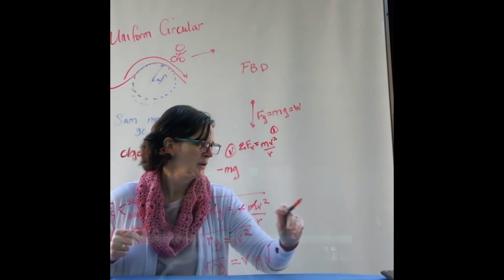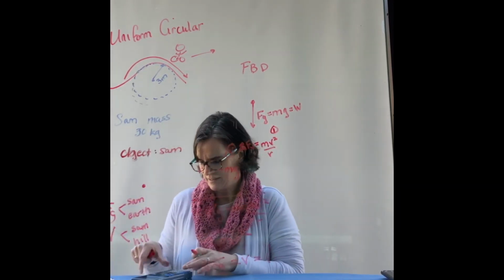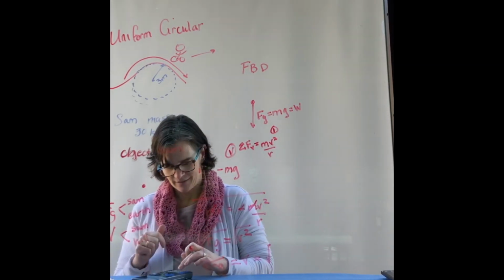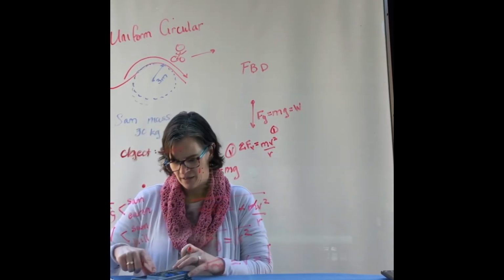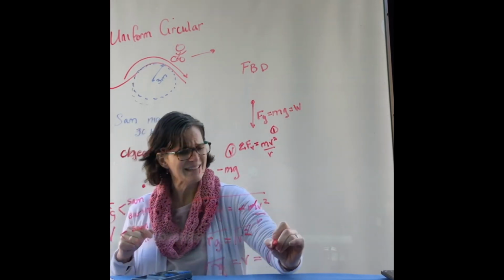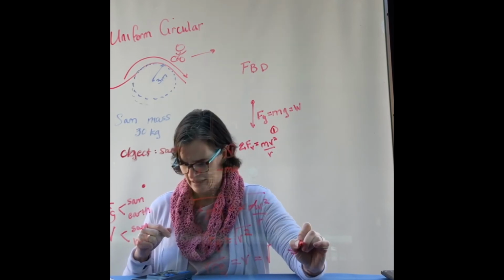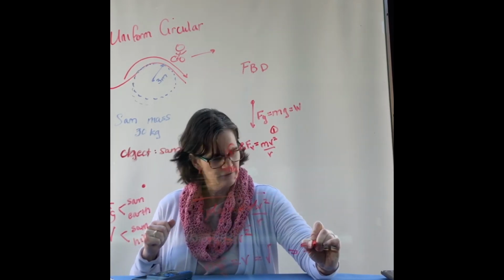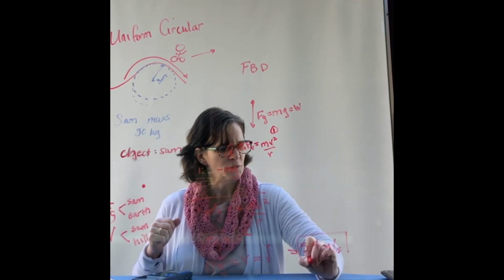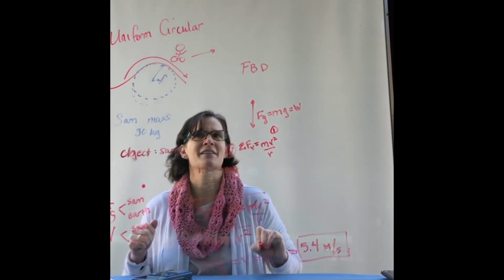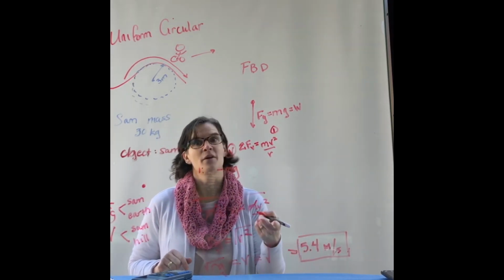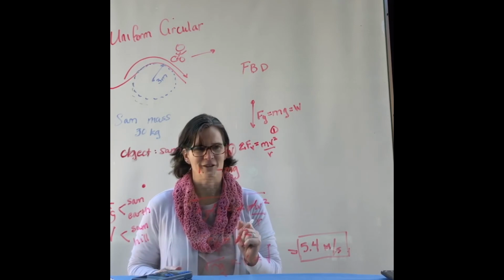So we can look at that. We said our radius was 3 meters times 9.8, that acceleration due to gravity. Take the square root. And Sam would have to be going 5.4 meters per second in order to just maintain contact with that hill or to just escape it. So we know his sister clearly goes faster than that.